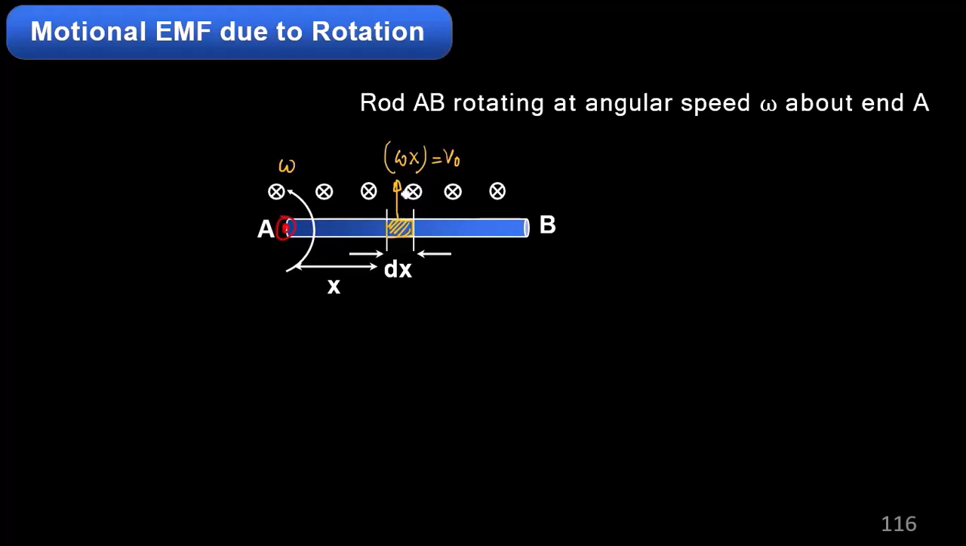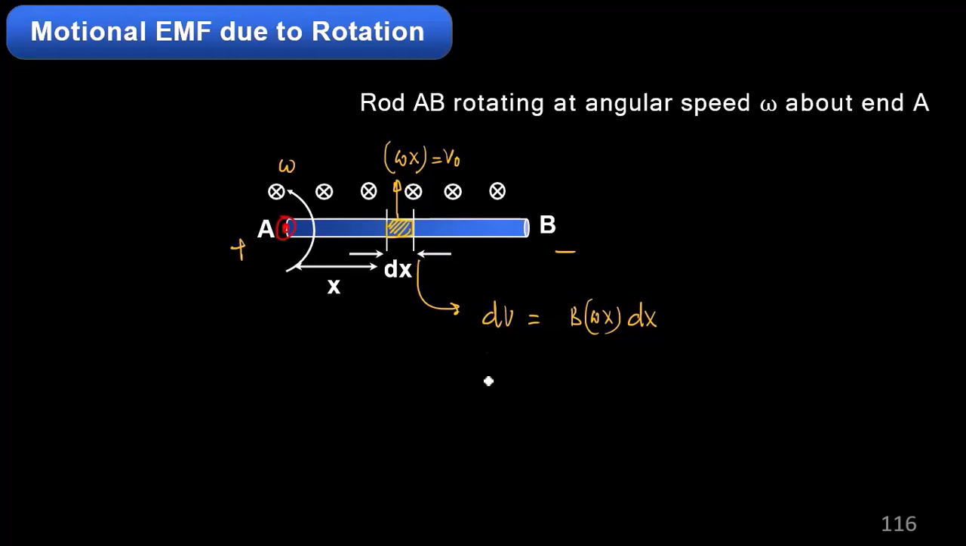Now take the cross product, v naught cross B. Towards the left-hand side, A becomes the positive side, B becomes the negative side. So for the small element, what is the potential difference dV? It can be written as BVL. B is a constant number, V is omega into x, and L is dx. So this is a small potential difference created across the element.